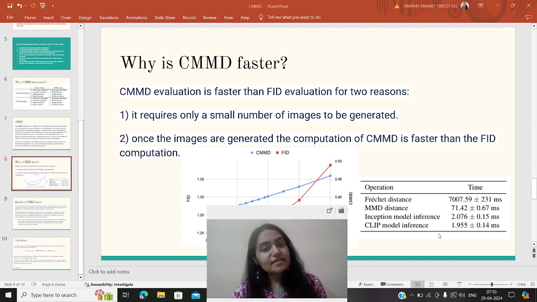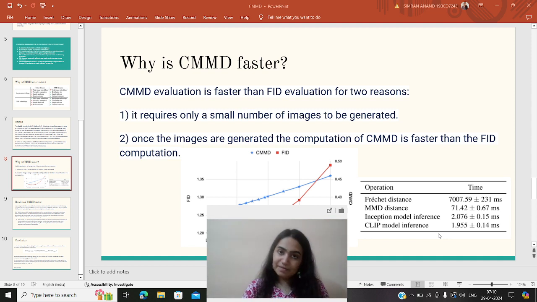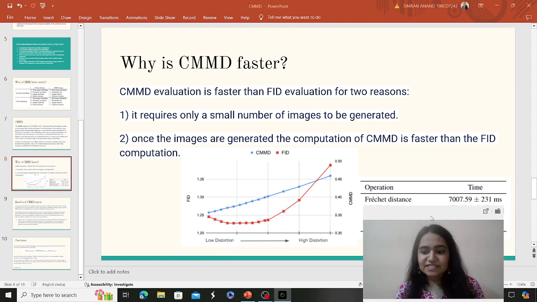And when you compare the distance metrics now, Frechet distance and MMD, that is maximum mean discrepancy distance, then I would say MMD distance is better. It outperforms the Frechet distance metric, because of the time also. You see MMD distance is taking just less time, around 71.4 milliseconds, whereas on the other hand, Frechet distance is taking a lot of time. Hence, it makes it computationally expensive.